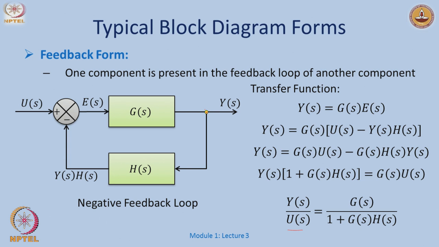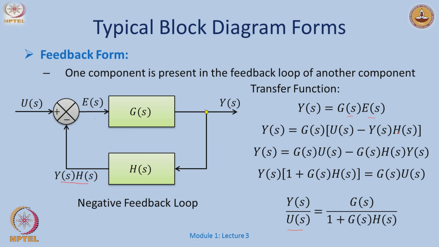Where does this Y of S come from? Y comes via G and E, written as Y is G of S times E of S. Okay, this is nice. Where does E of S come from? E comes as U minus Y of S times H of S. There is a little summing block here with a plus and a minus. So, E is plus of this signal minus of this signal, so this I write here as U of S minus Y of S H of S.